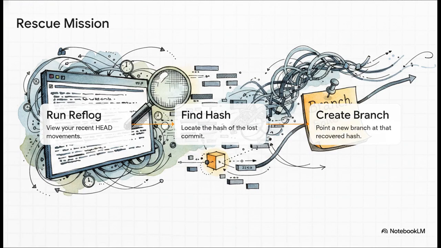So here is your exact rescue mission to save the project. Step 1, open your terminal and run git reflog. You're going to see a list of all your recent movements. Step 2, just scan down that list until you spot the hash of the commit from right before you made your disastrous mistake. Step 3, remember our golden rule that branches are just sticky notes? Just run a simple command to create a brand new branch pointing directly to that recovered hash. And boom, your work is completely recovered, sitting safely on a brand new branch like nothing ever happened.